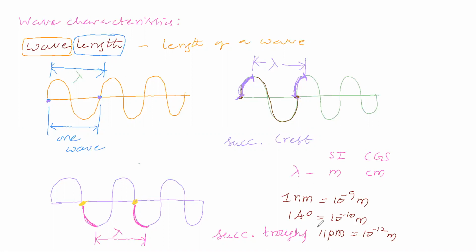Okay. So here we have discussed wavelength. Next we will see wave number. Wave number, the symbol is nu bar. This is called nu, and this is called bar. The symbolic representation of wave number is nu bar.